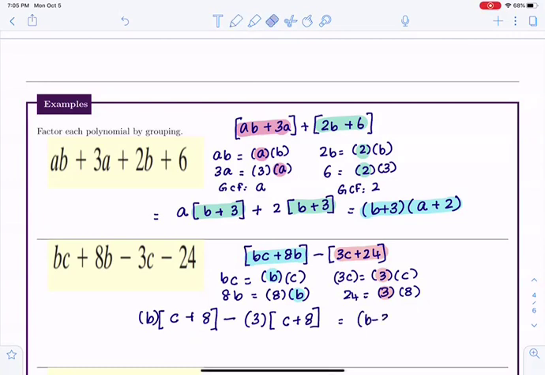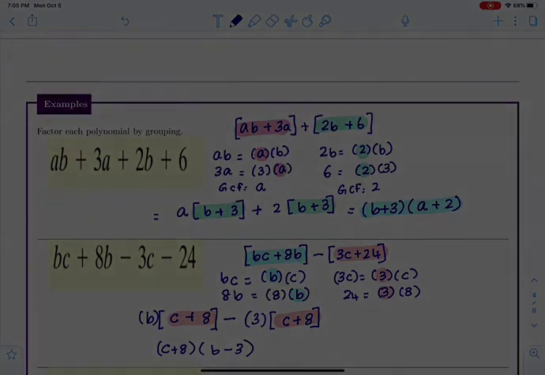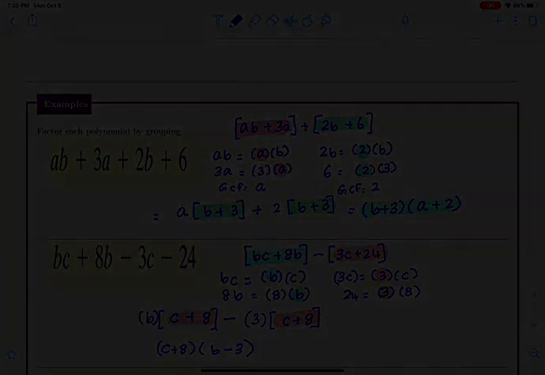Oh, sorry, I don't want to skip a step. Now you have to recognize that c plus 8 is in common between those two terms. b times c plus 8 minus 3 times c plus 8. So if I pull c plus 8 out from the first one, I'm going to leave behind b. And if I pull c plus 8 out from the second term, I would leave behind 3. So the factored and simplified version would be c plus 8 multiplied by b minus 3.